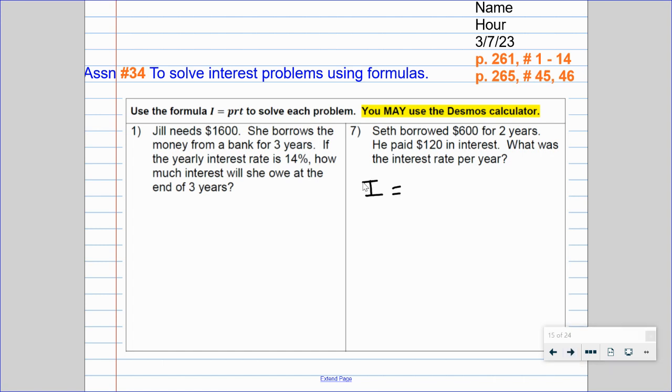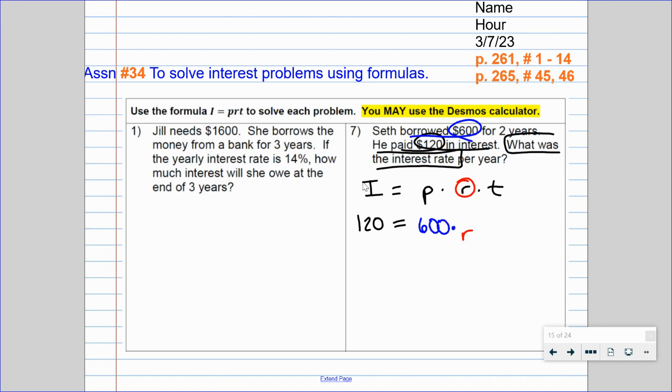Once again, question here, what is the interest rate? I immediately circle that. That is what I do not know. What I do know, paid $120 in interest. I also know borrowed $600 and 2 years, no need to divide or multiply that.